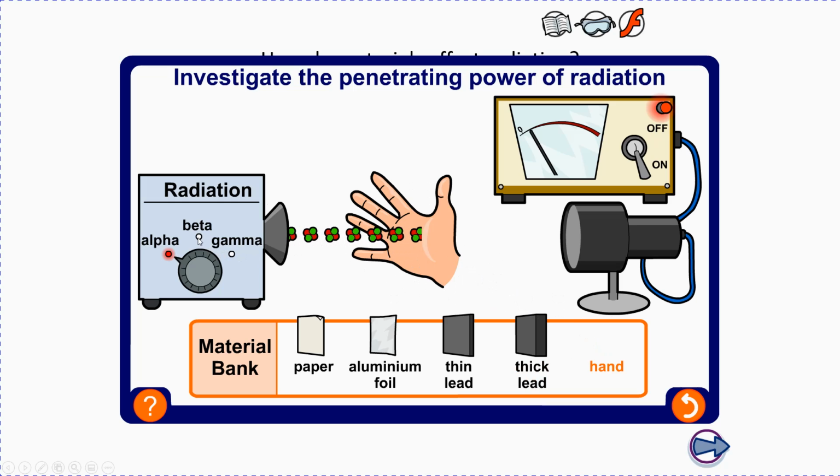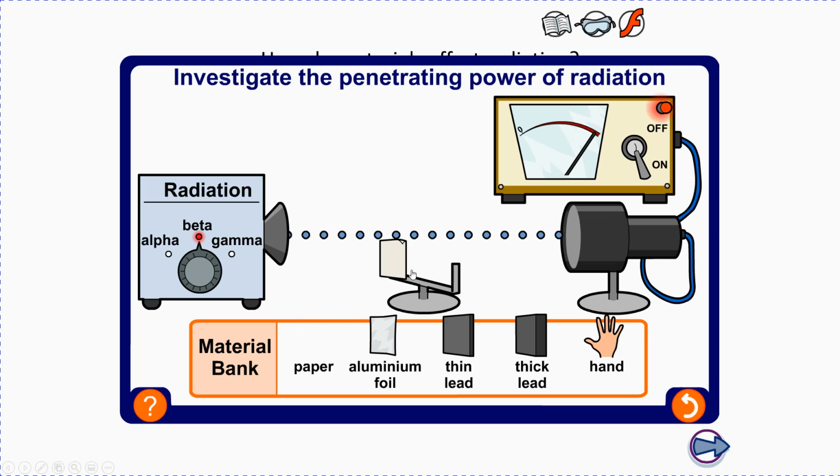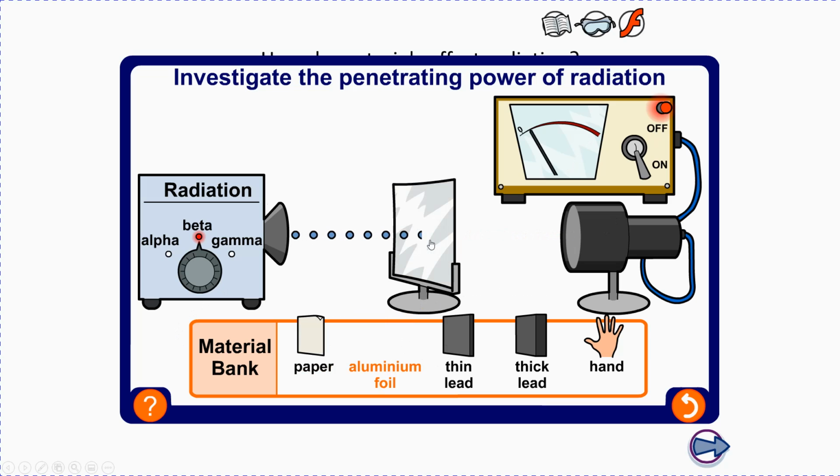Now, if I move up to beta radiation, I need to reset it. Move on to beta. Again, I'll turn my Geiger counter on, so we're travelling towards that. They can go straight through paper, so they do not get stopped by paper. However, they will get stopped by aluminium foil.